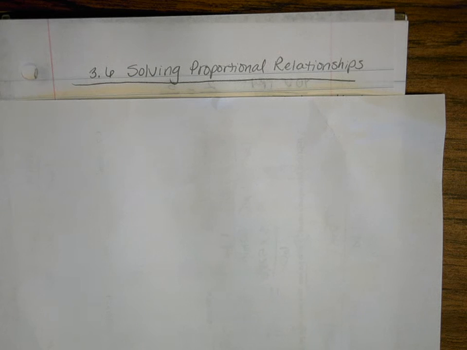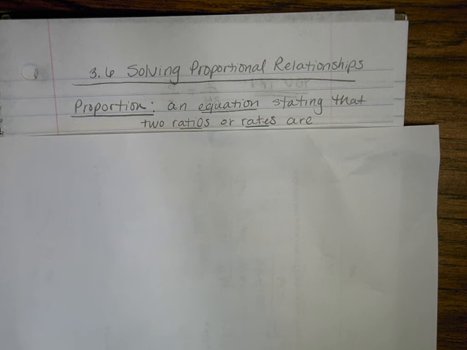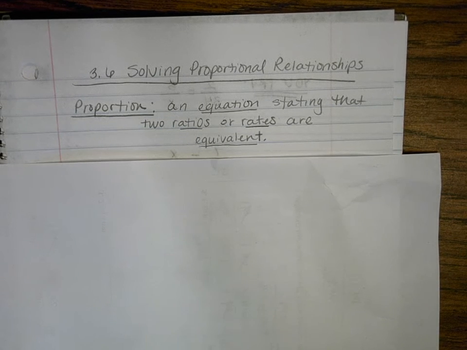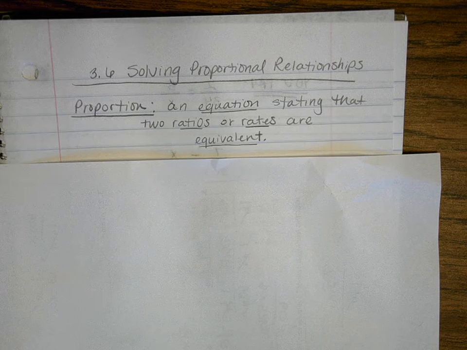Okay? So we have here a proportion, the definition: an equation stating that two ratios or rates are equivalent. So a proportion is an equation. It's really what it is. I know we're looking at charts and graphs and word problems, but it's really an equation stating that two ratios or rates are equivalent. Equivalent meaning the same, equal.